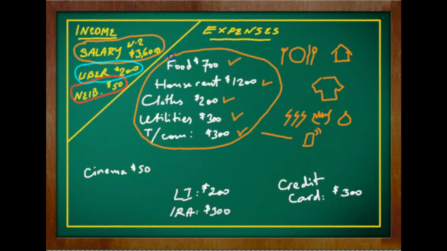Take a blue marker to circle expenses that you make, but you could survive without them. Say, entertainment stuff. Nobody blames you. It is your money. Relax. Cinema, $50. Take a yellow marker to circle the payments you make for protection and investments. Life insurance, health insurance, IRA. Life insurance, $200. IRA, $300.